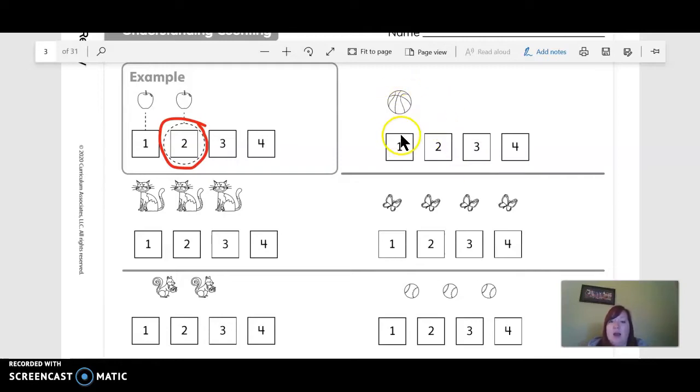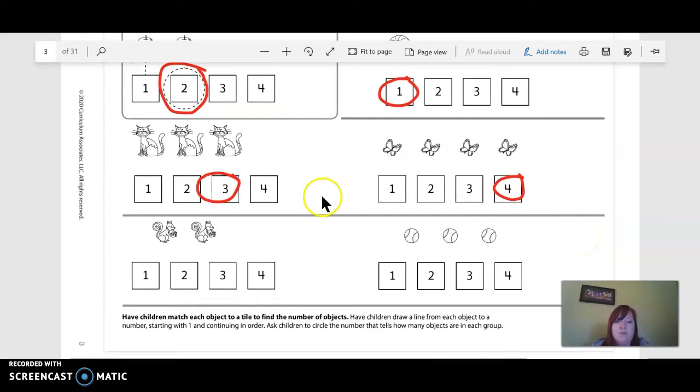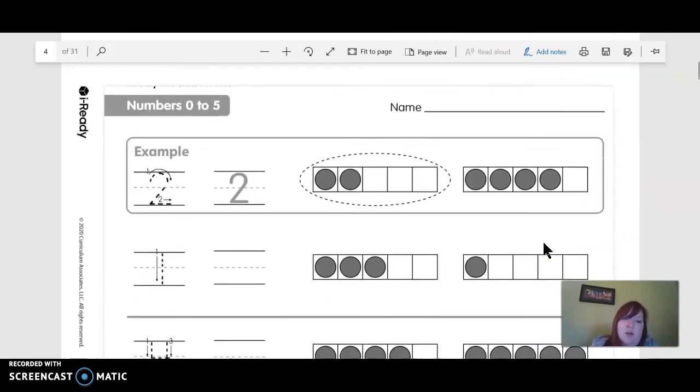Okay, so we have a basketball. How many? 1. So then you want to circle the number 1. Next one, how many cats are there? 1, 2, 3. 3 cats, so circle the number 3. How many butterflies? 1, 2, 3, 4. Circle 4. Okay, how many squirrels? 1, 2. How many baseballs? 1, 2, 3. Right, you get them all right? Good job. Okay, now we're going to go on to this one.